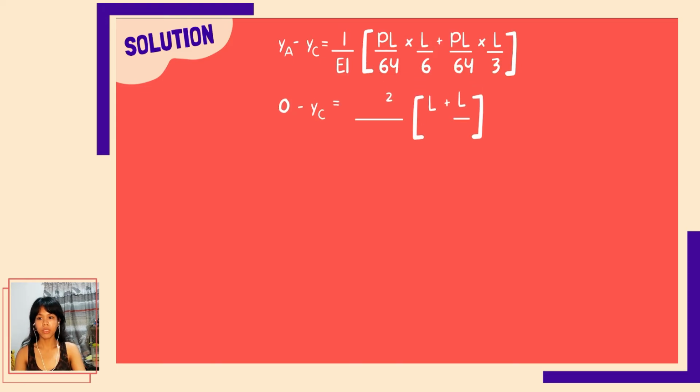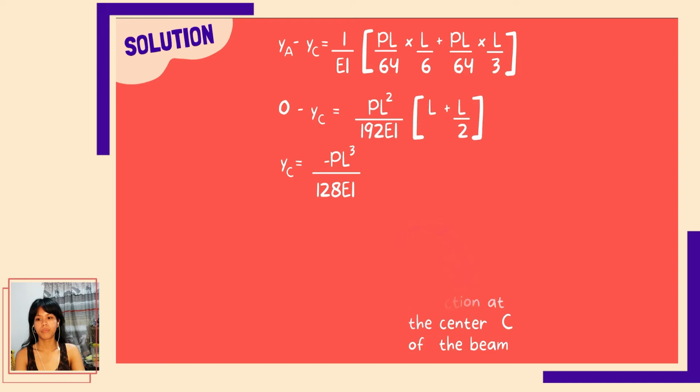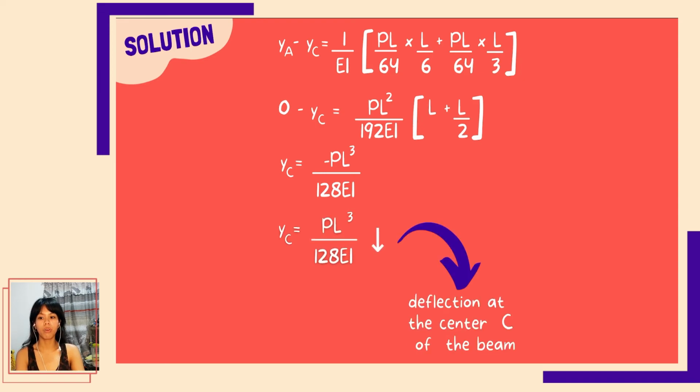Again, yA is 0, so 0 minus yC is equal to PL squared over 192 EI multiplied by the quantity L plus L over 2. So our deflection yC is equal to negative PL cubed over 128 EI. Or we can write it as yC is equal to PL cubed over 128 EI downward. The negative sign indicates a downward direction. So this is the final answer for the deflection at the center C of the beam.